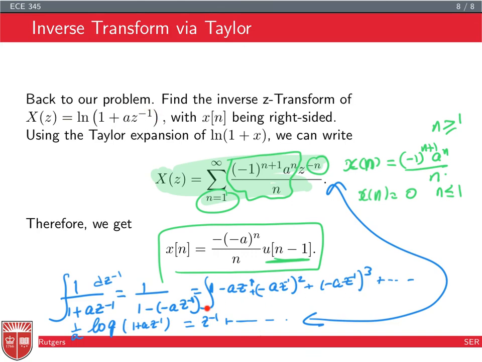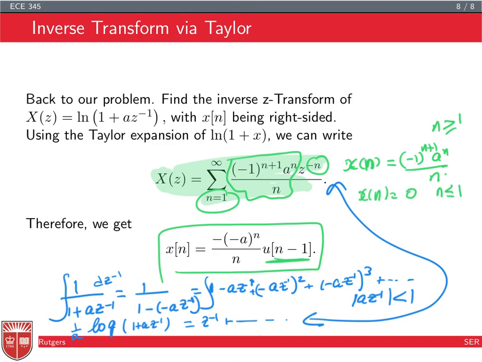And what is interesting here is that it's easy to see why we get the regions of convergence of the Taylor series. So here, at least if the signal is right-sided, the region of convergence of the Taylor series is |az^-1| less than 1. So this tells you the region of convergence of the Taylor series expansion.